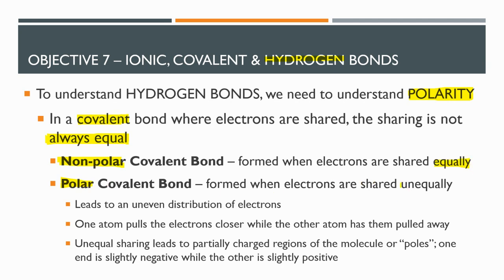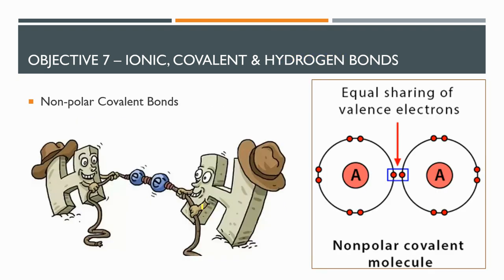And polar is when they are shared unequally. And so what happens is the electrons are uneven in their distribution. And what that does is it creates some areas of the molecule to become kind of negative and some areas of the molecule to become kind of positive. And so the unequal sharing is going to lead to partially charged regions. So these are not ions, they haven't lost or gained, but it creates these partially charged regions or poles. And so they're very, very weak. It's just a slight negative charge or a slight positive charge. And that's what we call a polar molecule.